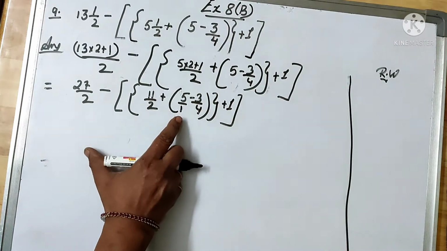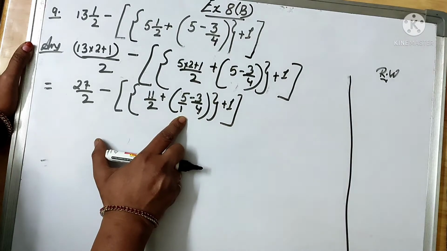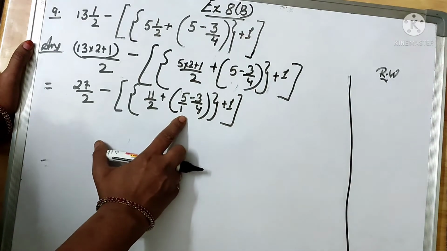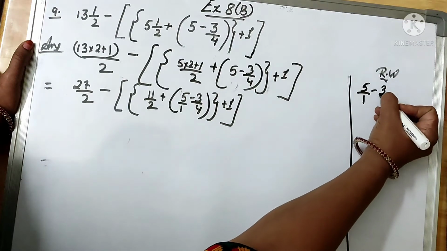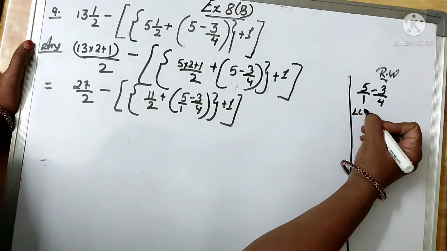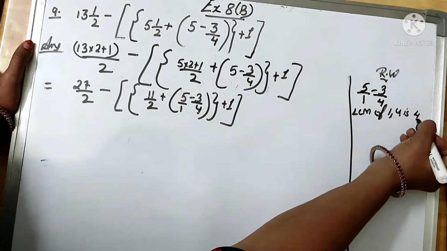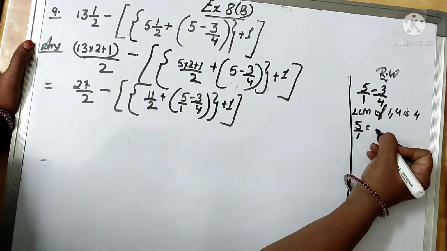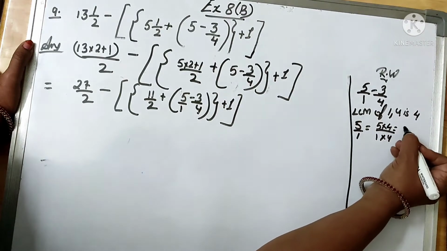Now I have to evaluate the expression inside the square round bracket, that is 5/1 minus 3/4. Okay, now in the rough column, 5/1 minus 3/4. Here I will find the LCM of 1 comma 4, which is equal to 4. Now 5/1 will be equal to (5 into 4)/(1 into 4), which is equal to 20/4.